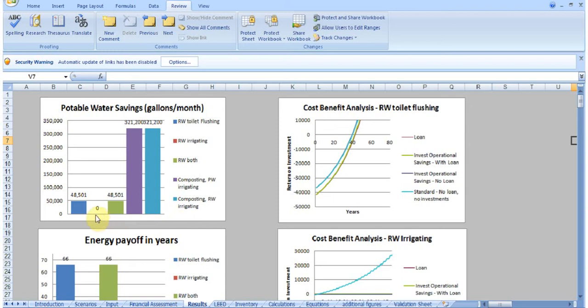It can also be seen that rainwater used for irrigation, scenario 2, saves 0 water. This is because in our input page, we depicted that there is 0 irrigation area.